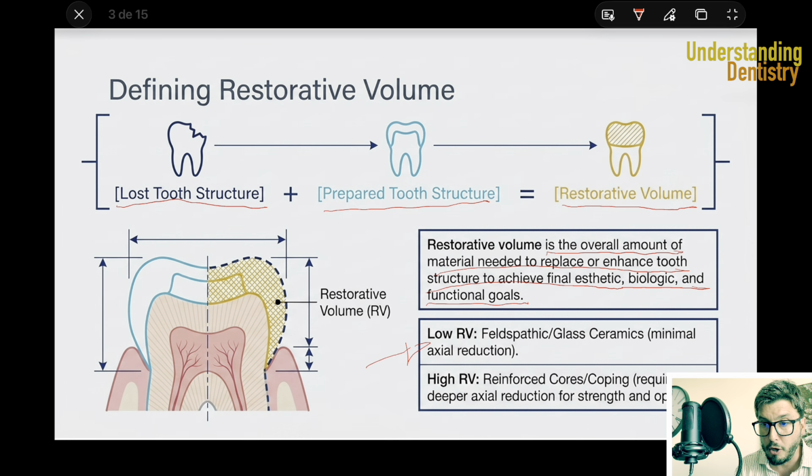Low restorative volume, feldspathic glass ceramics, for example, usually. High restorative volume when you need some mechanical resistance from this material. So reinforced cores, coping requires deeper axial reduction for strength and opacity. So with darker substrates, you need more material to overcome the dark substrate to avoid having this final tooth looking dark. You need more light material thickness because the core of the tooth is now dark.